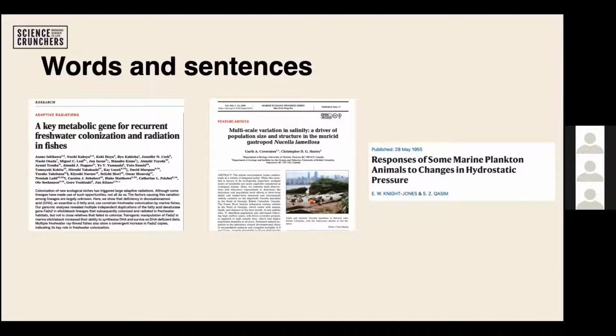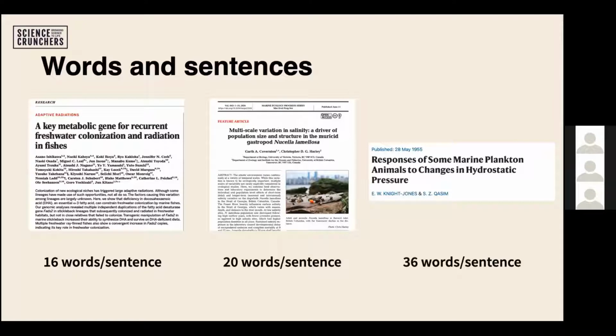So let's say an old paper. I don't want you to go through the abstracts, it's not the goal. I did that exercise myself. So I calculated the number of words per sentence, and we see that in the Science paper, an average of 16 words per sentence. In the maps, we have an average of 20. And when we go to the paper in 1955, the average words per sentence was 36. So we also see a trend here.